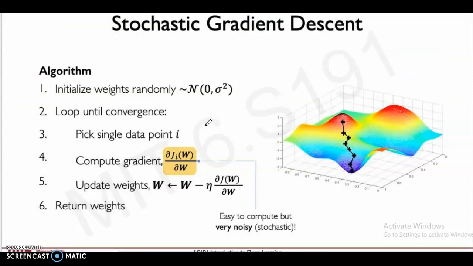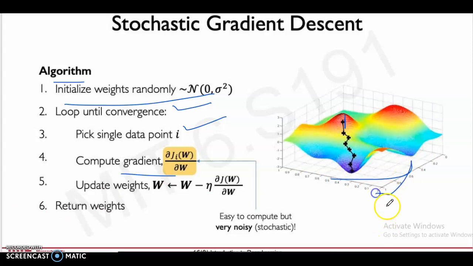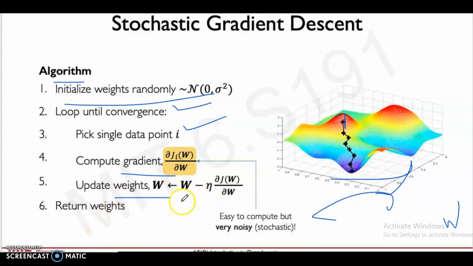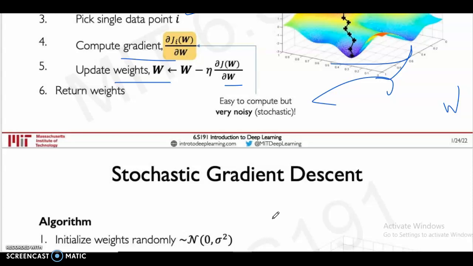Stochastic gradient descent. Initialize weights randomly from N of 0 comma sigma square. Loop until convergence. Pick a single data point i. Compute the gradient of J_i of omega with respect to omega. Update weights: W equals W minus eta times the gradient of J of omega with respect to W. Easy to compute, but very noisy stochastic.